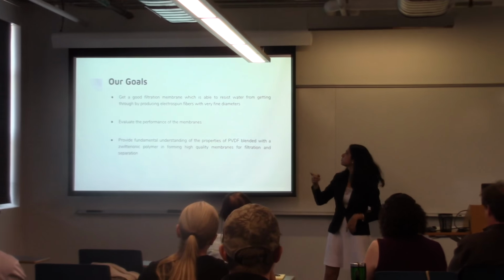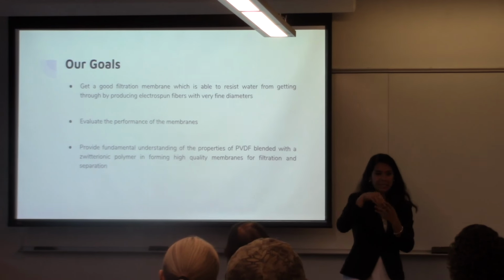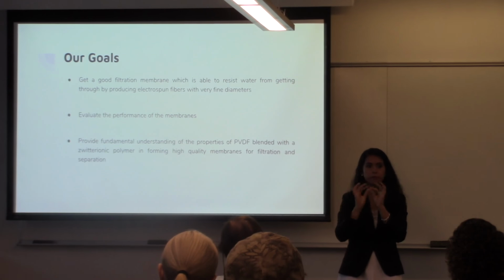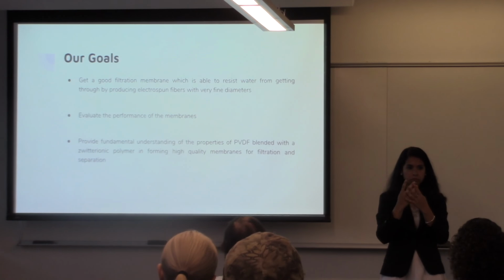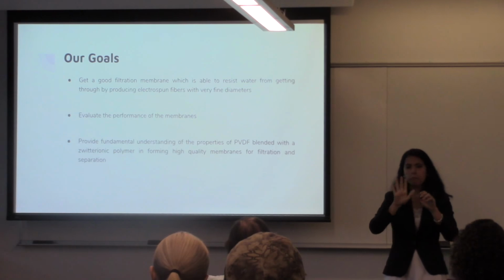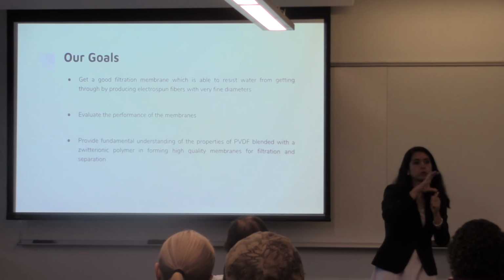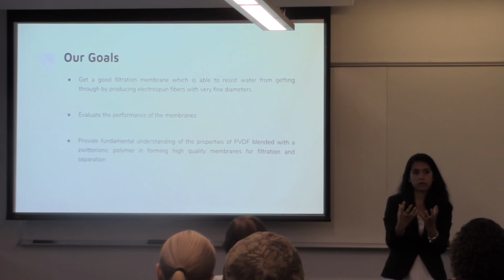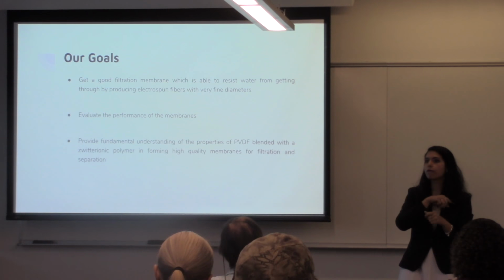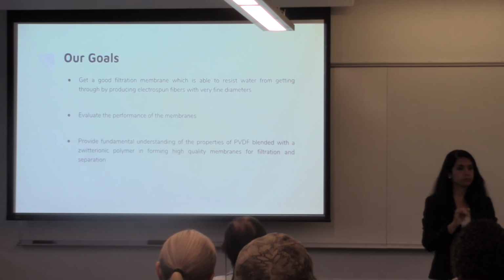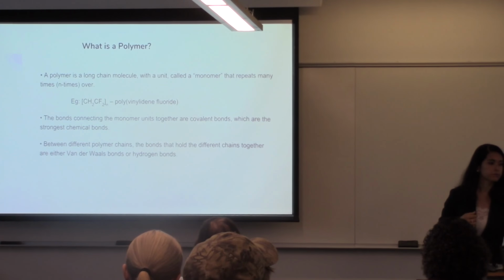So our goals here this summer: we want to make a filtration membrane out of fibers. We're looking for specific diameters in our fibers. We're evaluating the performance of the membranes. And we're using a material called PVDF, which is blended with another polymer, zwitterionic. With these materials, we're hoping to make high-quality membranes for filtration and separation.